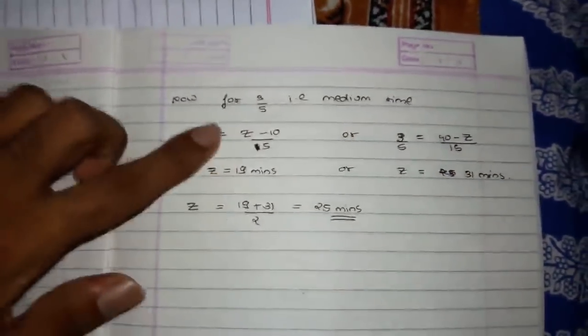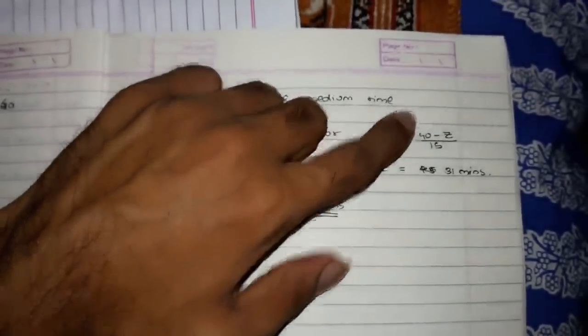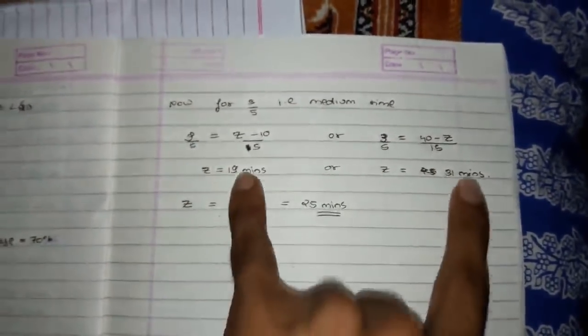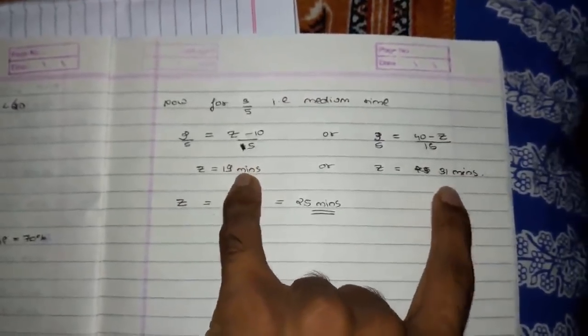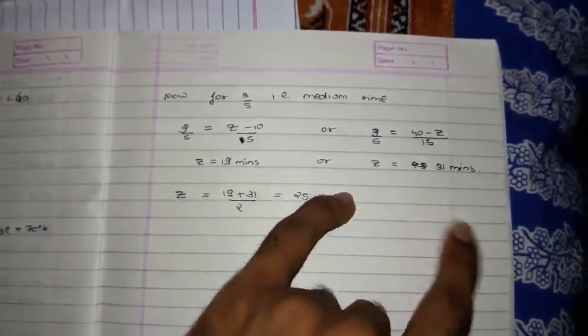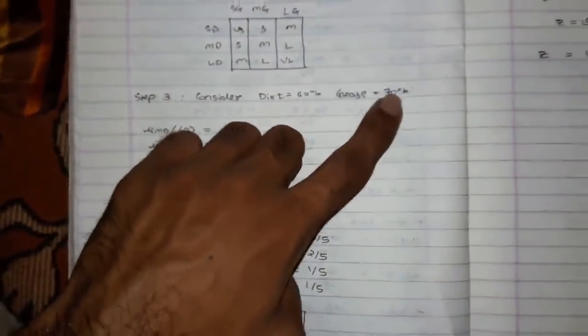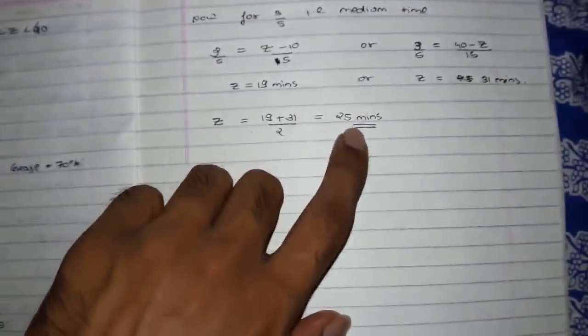Now what you do, you get the value of z. So from here I get z as 19 minutes, from here I get z as 31 minutes. Next you take the average of these values, because I want one value, right? So I take the average of this value, I get 25 minutes. So for this input, 60% dirt and 70% grease, I get the value as 25 minutes.